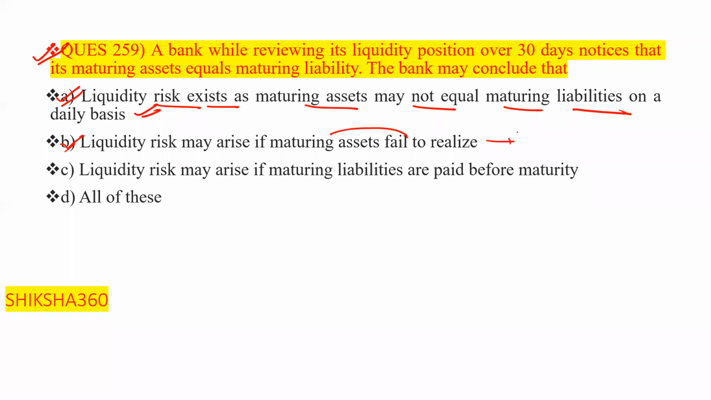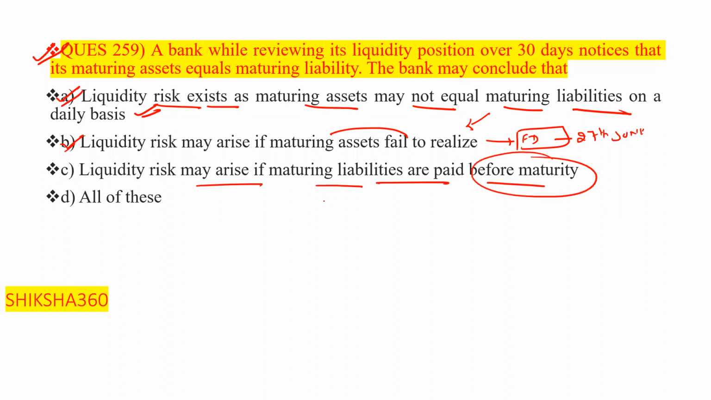That is, we have to pay a fixed deposit maturing on, say, the 27th of June, and on that day we will receive the last payment of a loan, but the customer defaults. So in that case also a liquidity mismatch arises. Third one is liquidity risk may arise if the maturing liabilities are paid before maturity. The loan's last date is the 27th, but the customer pays on the 2nd of June. So in that case also. So option D is the correct answer: all of these.